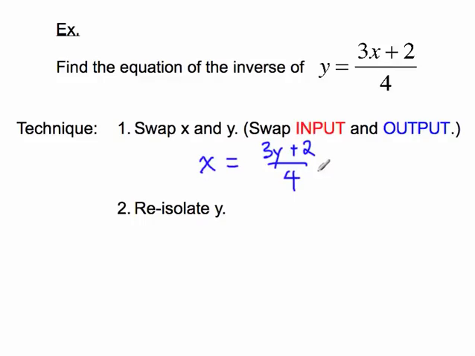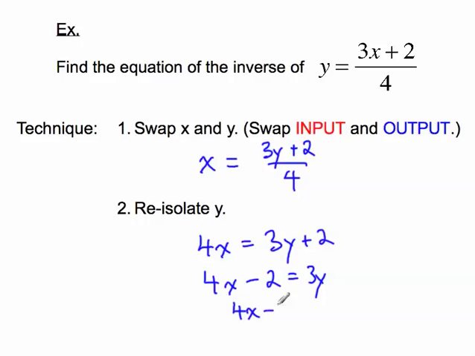However, it's not really common to leave a function in this form. We usually want y isolated, so we're going to re-isolate y. To do that, we multiply both sides by 4. We get 4x is equal to 3y plus 2. Now we're going to move the 2 onto the opposite side, get 4x minus 2 is equal to 3y. And to get rid of that 3, we're going to divide both sides by 3. So we get (4x - 2) divided by 3 is equal to y.